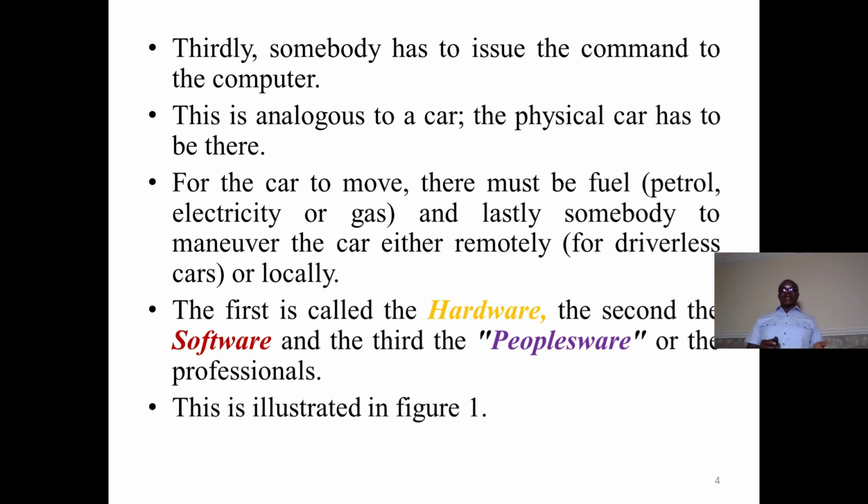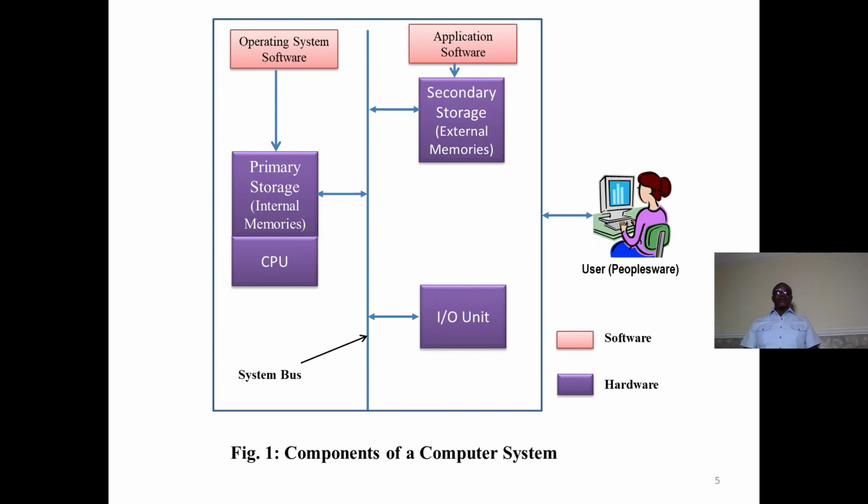We say that this is analogous to a car. The physical car has to be there. For the car to move, there must be fuel, be it petrol, electricity, or gas. And lastly, somebody to maneuver the car, either remotely for driverless cars or locally. The first is called the hardware, the second, the software, and the third, the peopleware, or the professionals. This is illustrated in Fig 1.